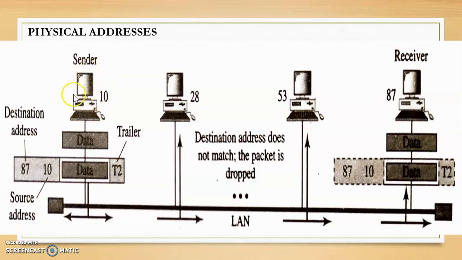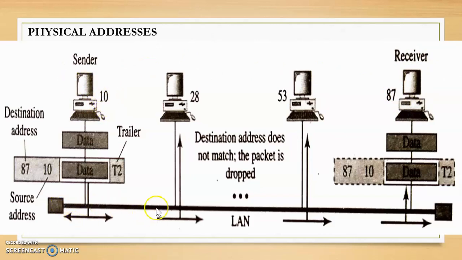Consider a device with physical address 10 wants to send the frame to the device with physical address 87. So consider this is the sender and this is the receiver. Now this physical address won't be 10 and 87. This is just given as an example. It will actually be in hexadecimal form.